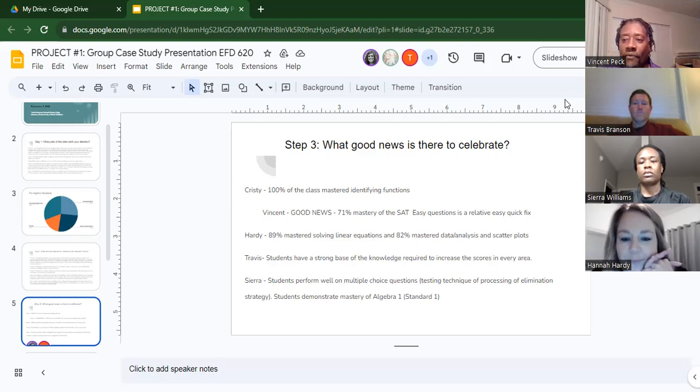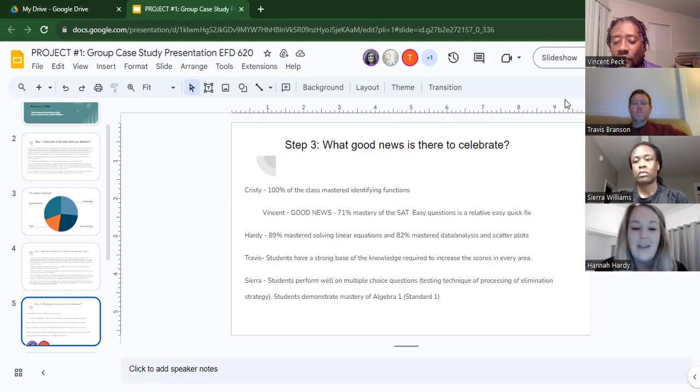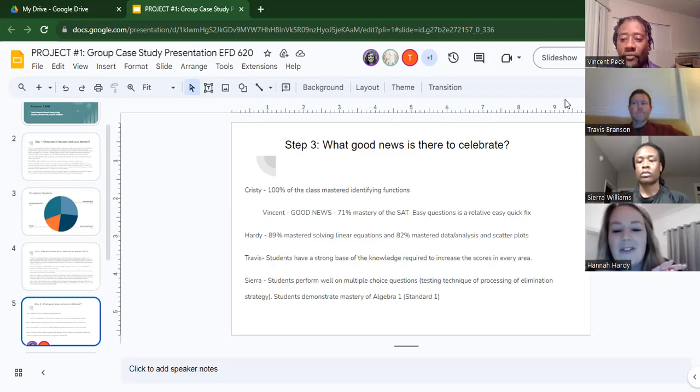That's a good point. Yeah, you can get to that 80% quicker. 89% mastered solving linear equations and 82% mastered data analysis and scatter plots. So there's a lot of good news in the data. And as Sierra was mentioning earlier, there could be good news that we don't know about. These kiddos could have grown exponentially and we just don't know it because we only have one piece of data. Even though there's a lot of red, there's a lot of good to look at.